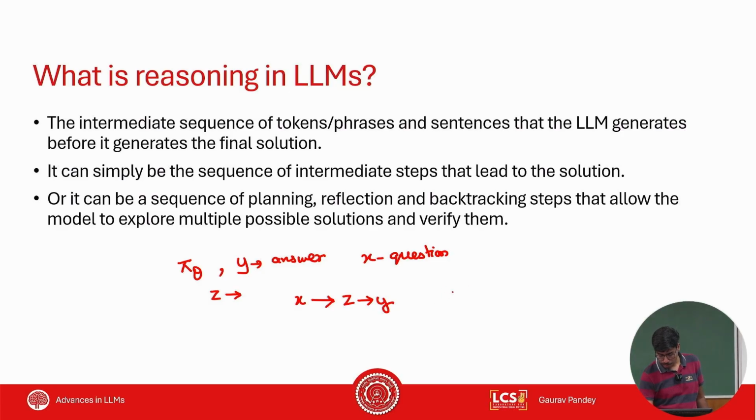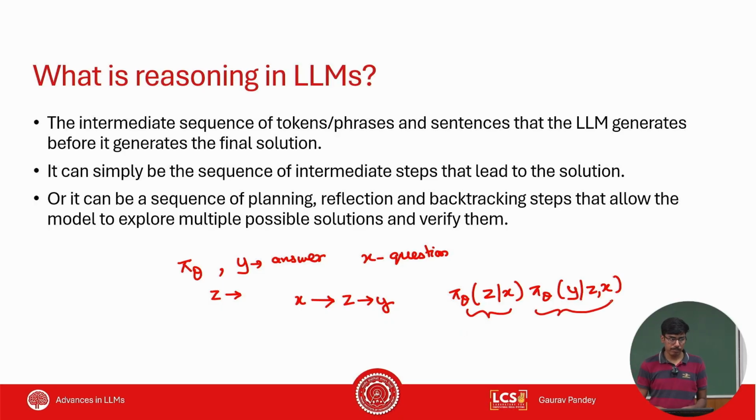And if I have to write the distribution, I will write it like this: π_θ(z | x) times π_θ(y | z, x). This is your distribution of the reasoning or thought, and this is your distribution of the response given the reasoning and thought. Okay.